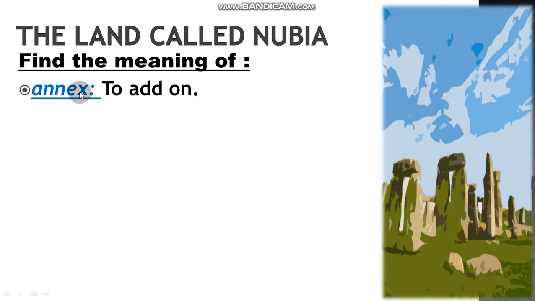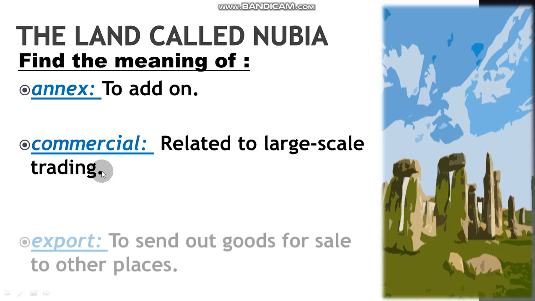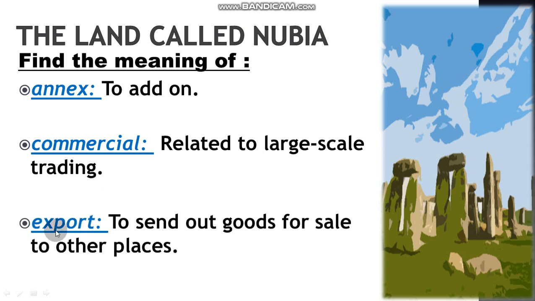So the first word is to annex. What does the word annex mean? It means to add on. Next, commercial. What does commercial mean? It's actually related to large scale trading. Your next word is export. Export means to send out goods for sale to other places.